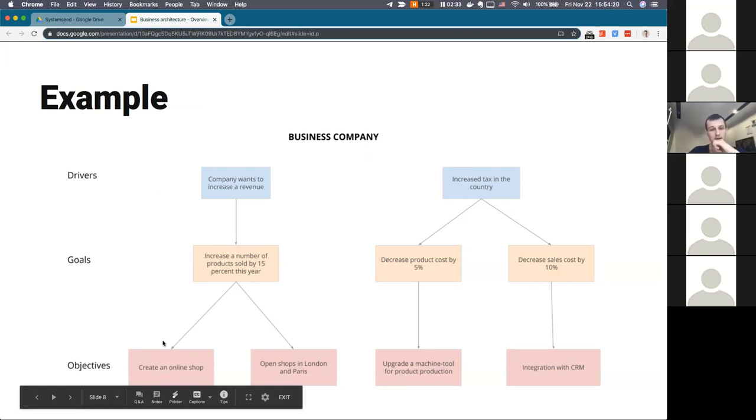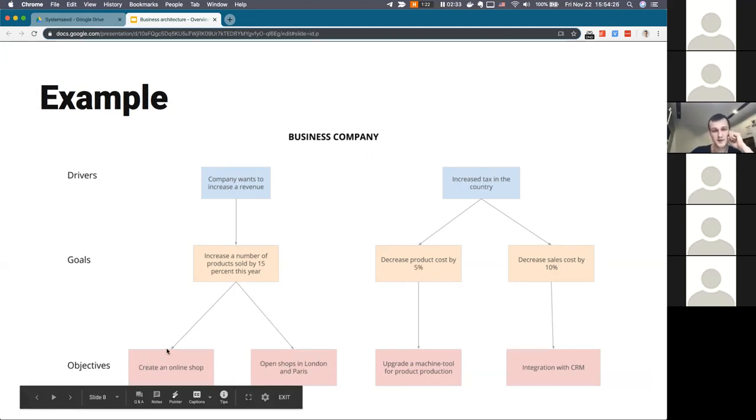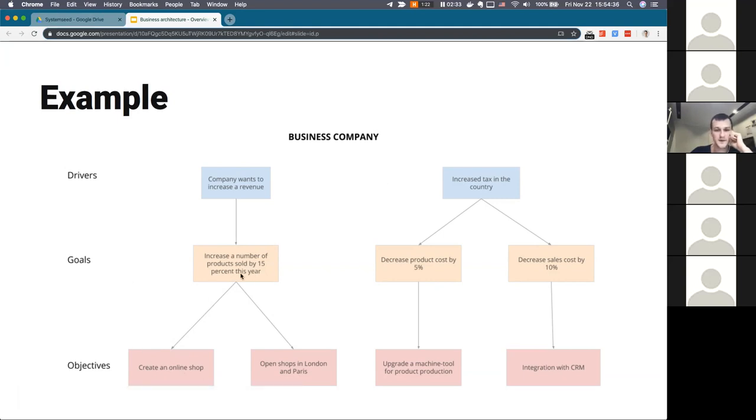In general, creating an online shop is something that we can do as a technology company. And looking at this scheme, we can clearly understand why the business needed to do it, which goals they are going to achieve, and which drivers were the purpose to define these goals.